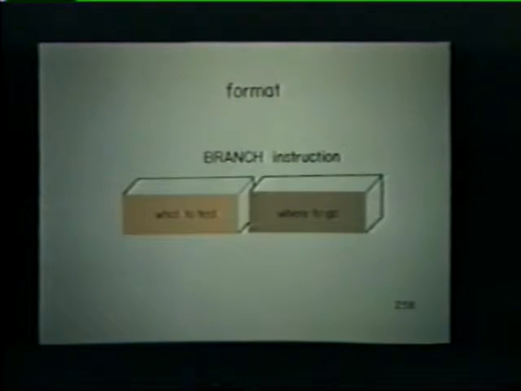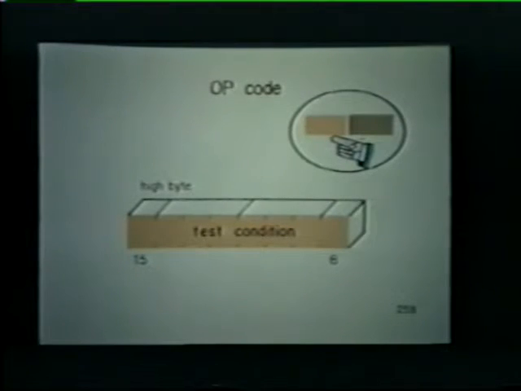Here is the format of a branch instruction. The word is divided into 2 parts. The first part indicates what condition to test. The second part determines where to go or branch once the condition has been satisfied. Let's look at the first portion, or high byte, of the branch instruction. The entire high byte, bits 8 through 15, contains the opcode, which specifies the test condition.